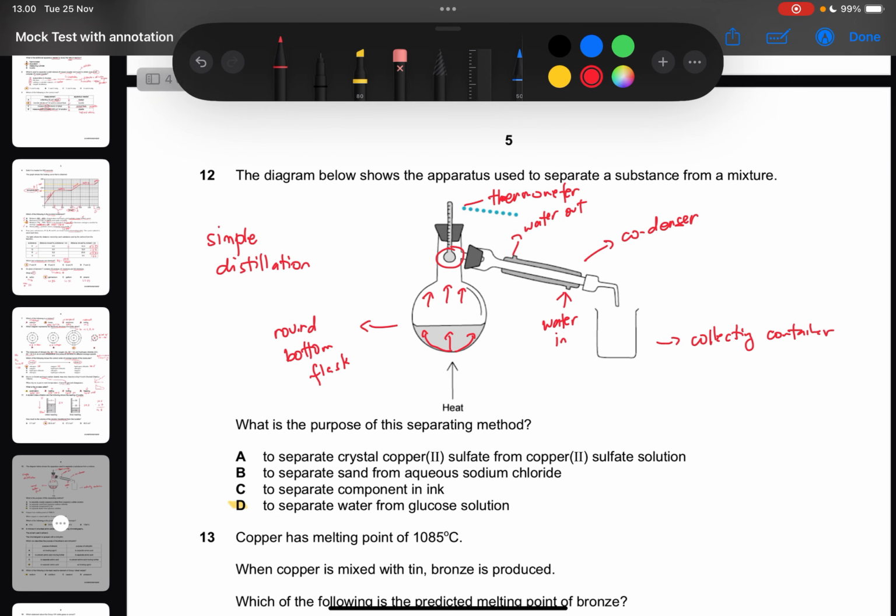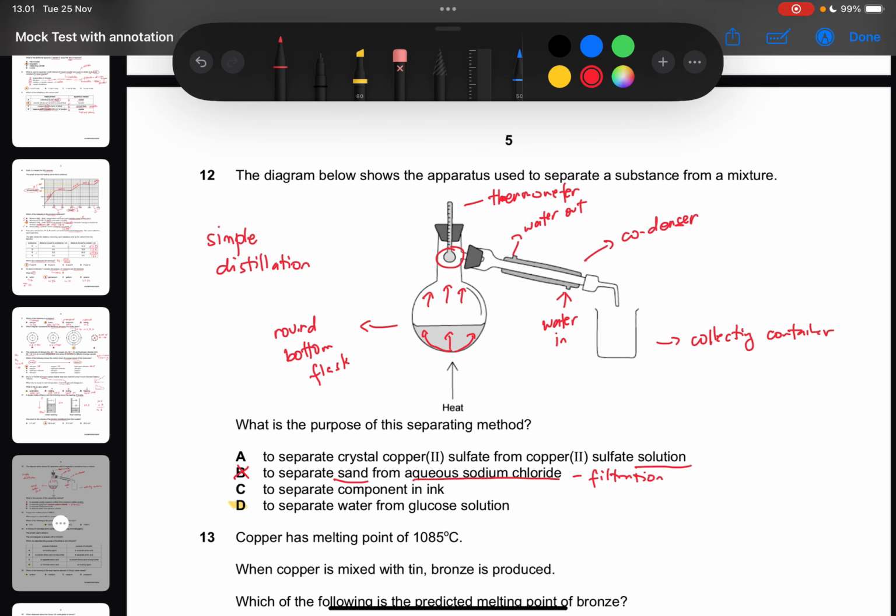The question is, what is the purpose of this separating method? Letter A, to separate crystal copper sulfate from a copper sulfate solution. So this is a solution. So we can use this process to separate the solution. Letter B, to separate the sand from aqueous sodium chloride. So to separate the sand from aqueous sodium chloride, all we have to do is filtration.